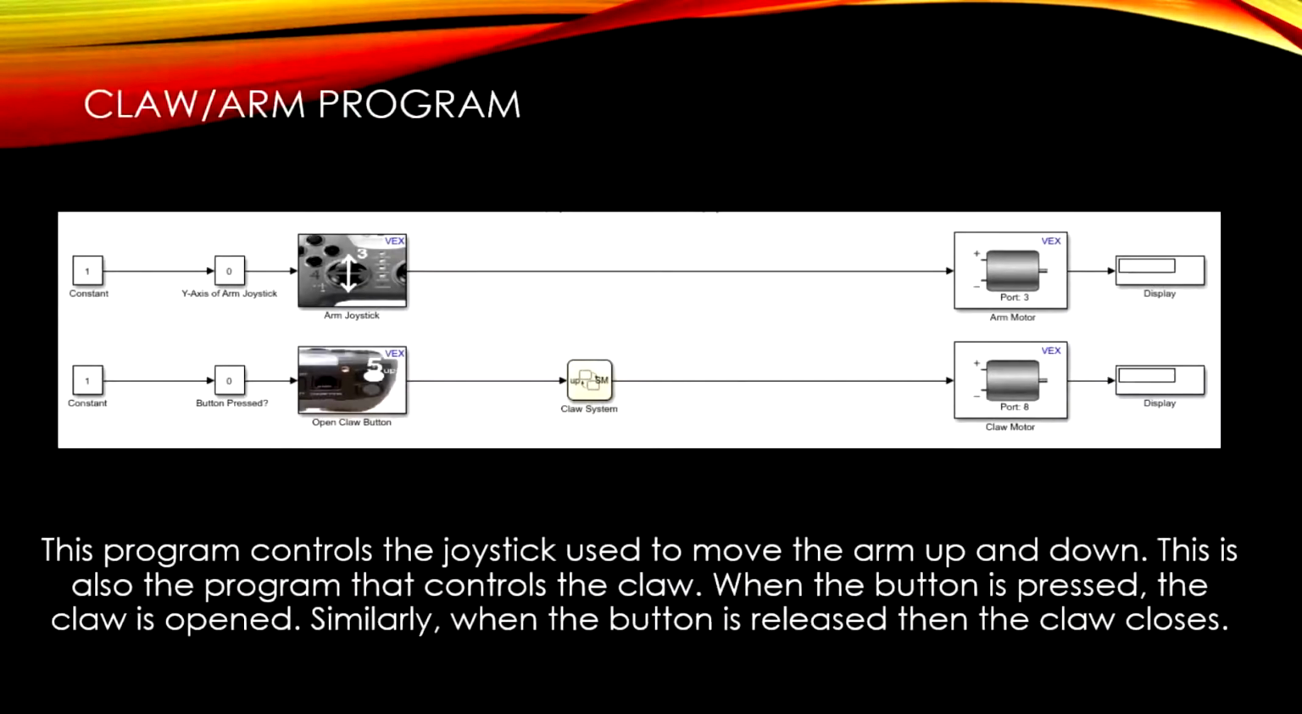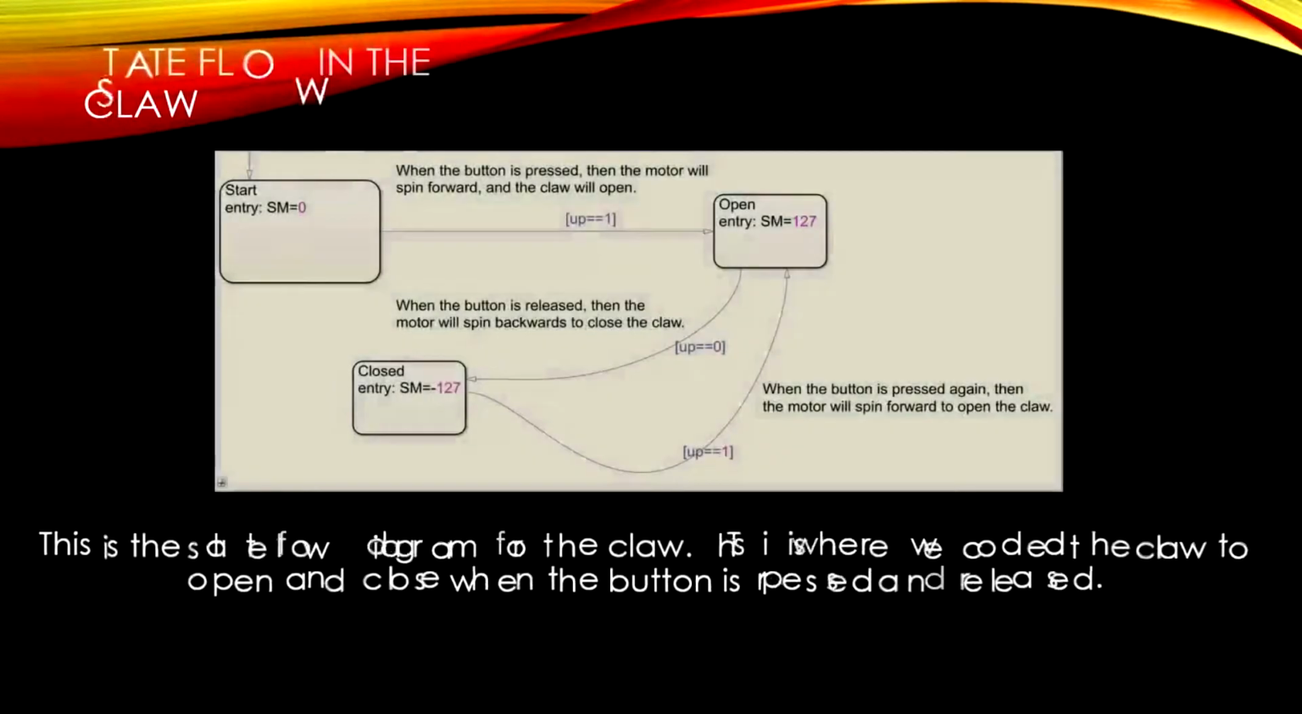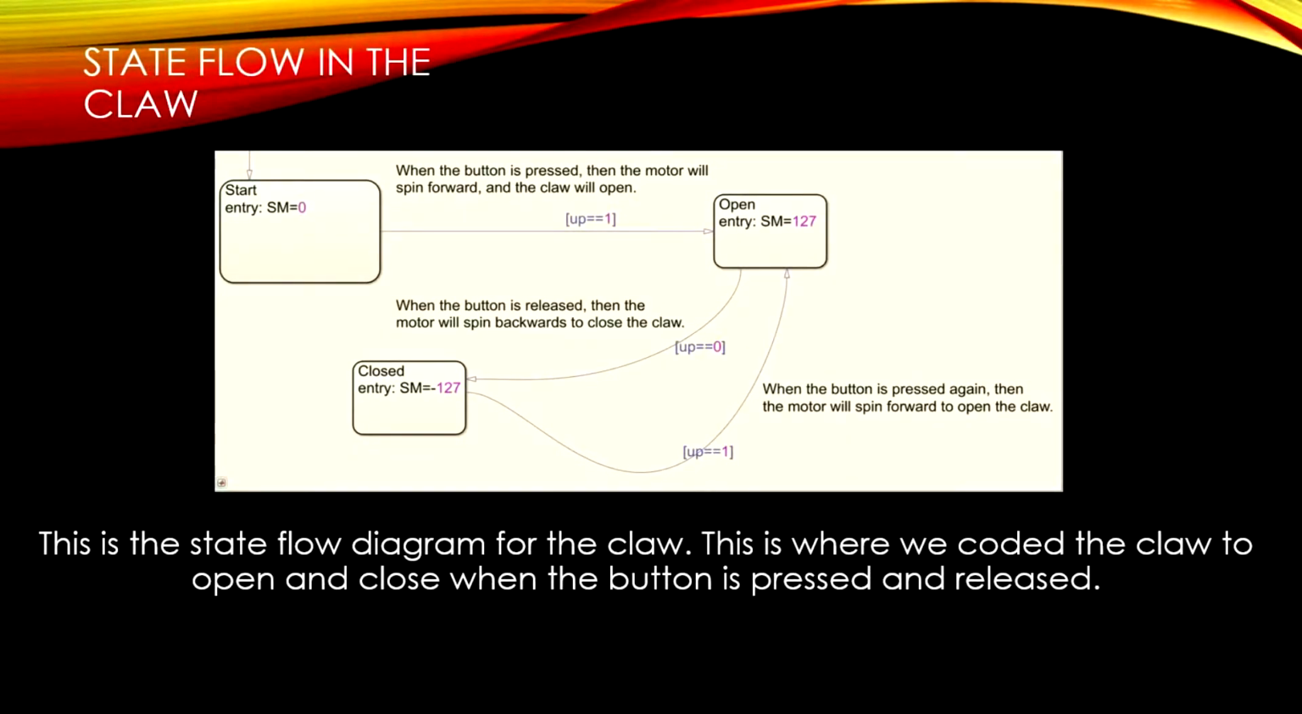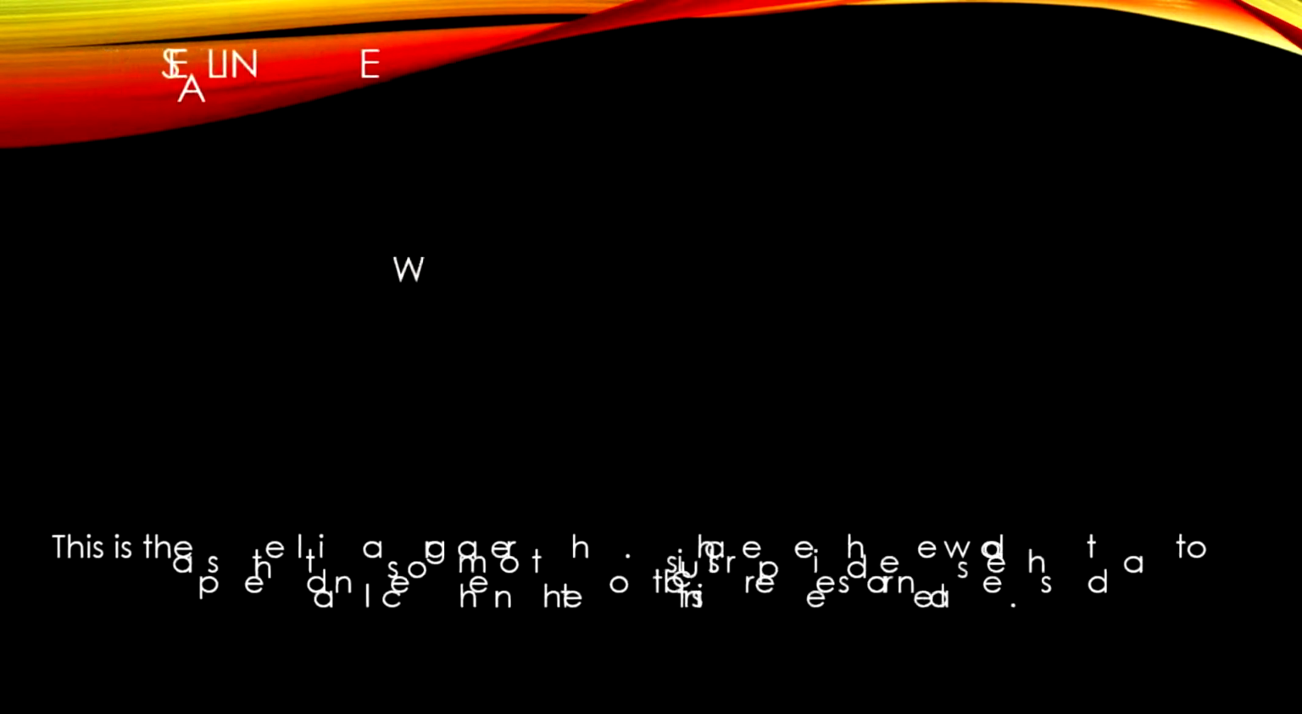The left joystick controls the arm. The arm will move in the direction the joystick is pushed, just like the driving system. This helps us perform tasks for this year's competition. When the 5-up button is pressed, then the motor that controls the claw will spin forward, thereby opening the claw. Similarly, when it is released, the claw will close. This allows the robot to effortlessly pick up an object, such as the mannequin.